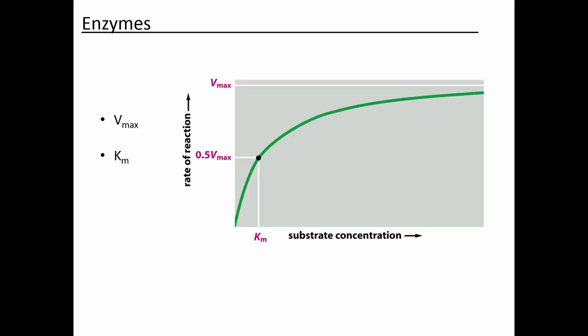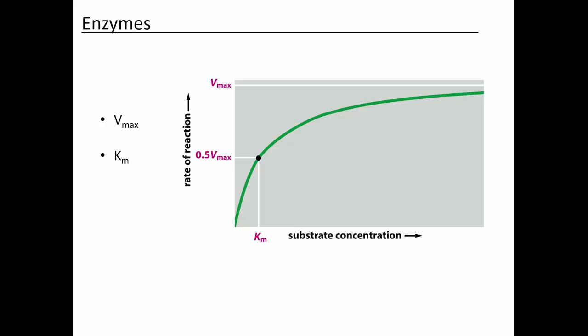Sorry, yeah, 1/2 the Vmax. So the substrate concentration at which you reach 1/2 your Vmax. Sorry about that. Okay, and in terms of what that can indicate for the enzyme?